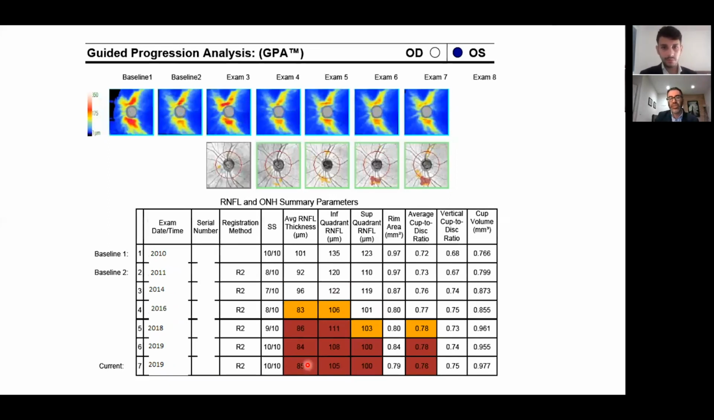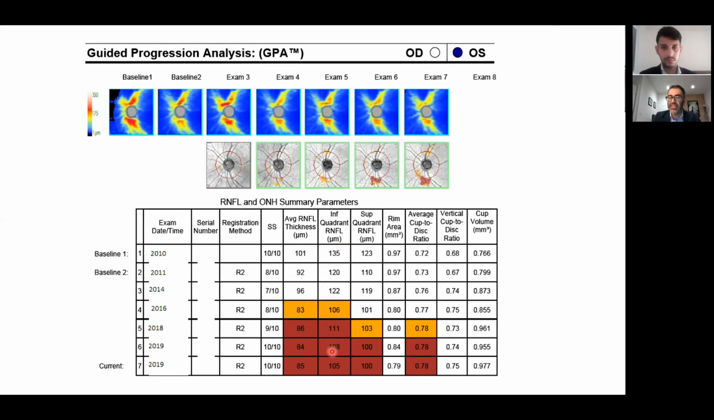Similarly, we can see that both inferiorly and superiorly, we are noticing changes. We're noticing thinning of the superior and inferior nerve fiber bundles, which are flagged on that deviation map. Although when I was comparing the 2016 OCT to the 2019 OCT, I didn't really notice a change on the left-hand side, having this longitudinal data over time has really showed me that there is change, and not only inferiorly, but superiorly as well.